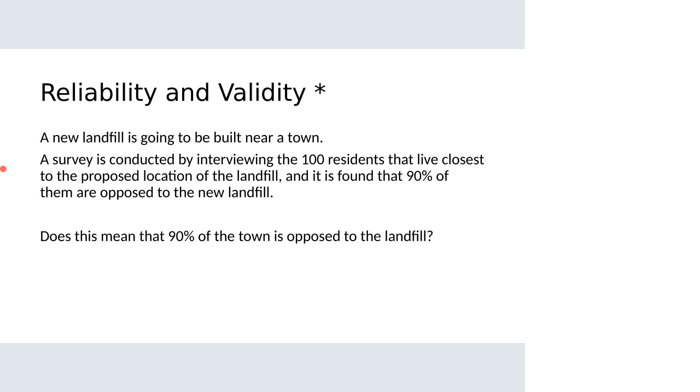Essentially, what we're asking here is, is this data valid? That's what we're trying to find out. Does this accurately represent the feelings of the whole town?